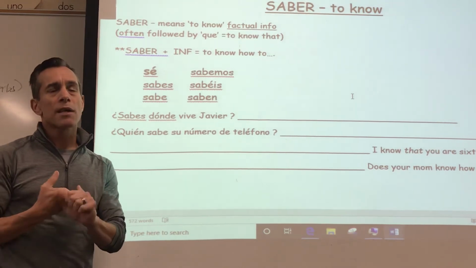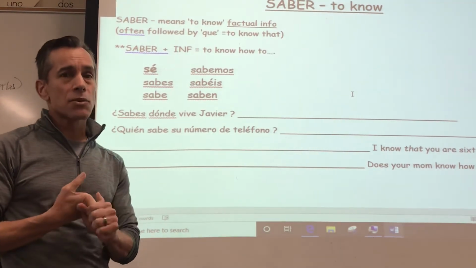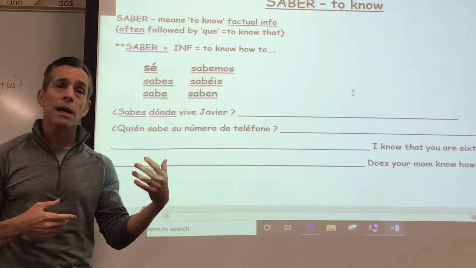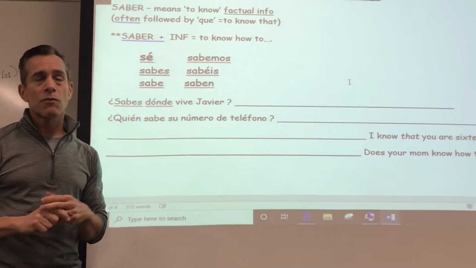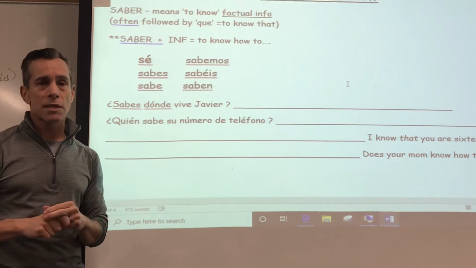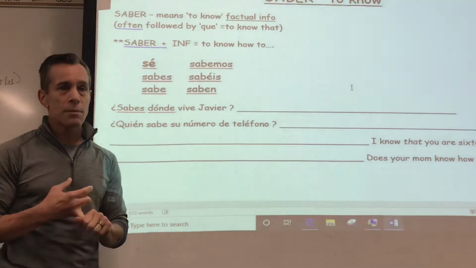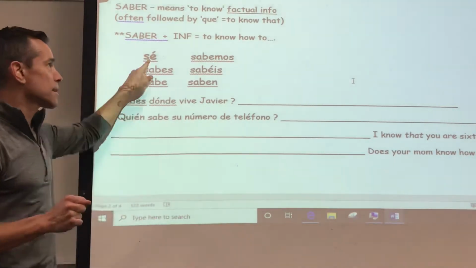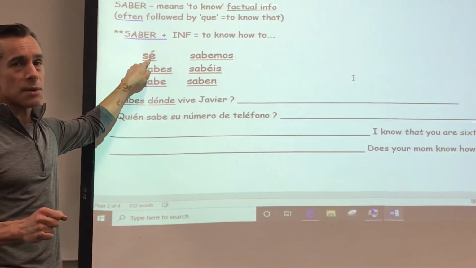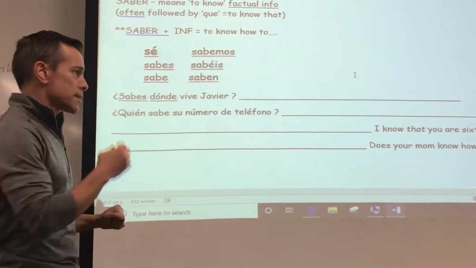But if you know someone or are familiar with a place, then you use conocer, like, I know your parents, I know your neighbor, I know your teacher. So if you're familiar with a person, then you use conocer. If you know a fact or information about something, then you use saber. That's all you have to know about those, and just that the yo form is irregular, not S-A-B-O, but sé, yo sé, is the yo form.